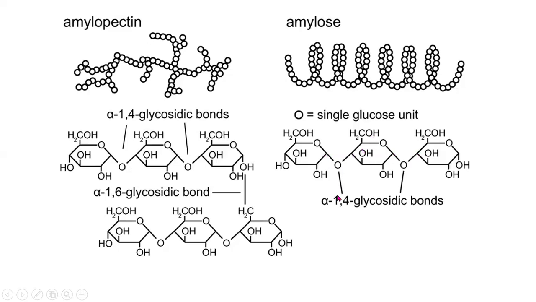So what is that linkage? Alpha 1,4 glycosidic bond. So take note, amylose is not branched, and what does it consist of? The chain consists of alpha 1,4 linkages. So this is typically how the structure looks.